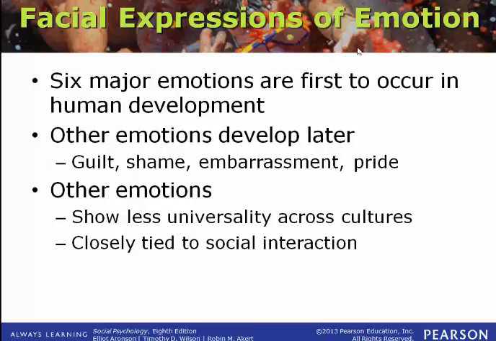It says the 6 major emotions are the first to occur in human development. So very young children have these. I mean, think about very young children that you've been around. They are happy. They are angry, certainly. Surprised, sad, fear. All these emotions are kind of part of our nature from the time that we're born. We have these emotions.